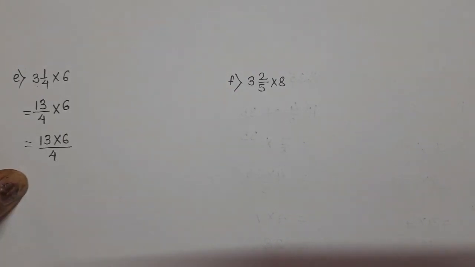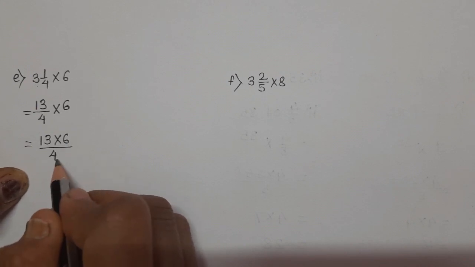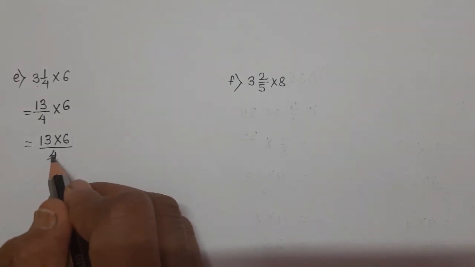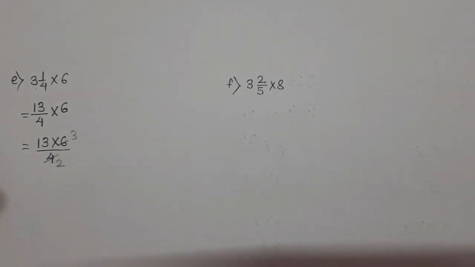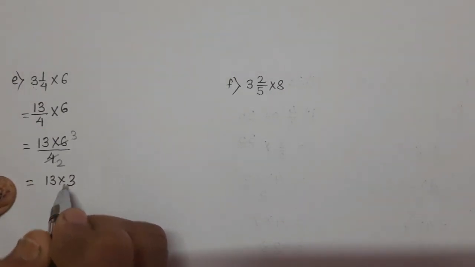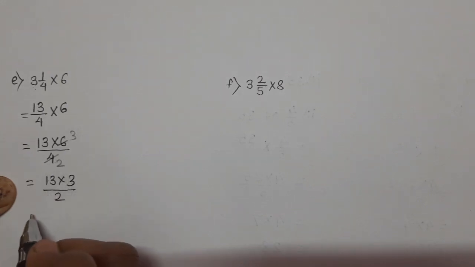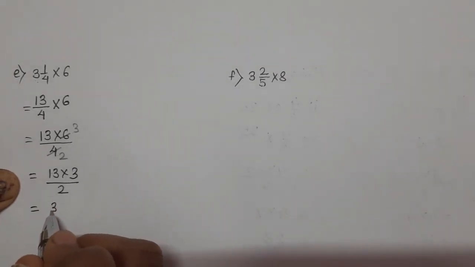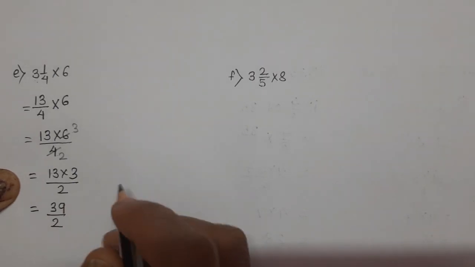Now if you observe here, 6 in the numerator and 4 in the denominator, both numbers are divisible by 2. So let's reduce to the lowest term here only. 2 2s are 4. 2 3s are 6. So what did we get? 13 into 3 upon 2. Okay, 13 into 3 upon 2. See here, 13 3s are 39. 39 upon 2. Okay, now 39 upon 2 we need to convert.